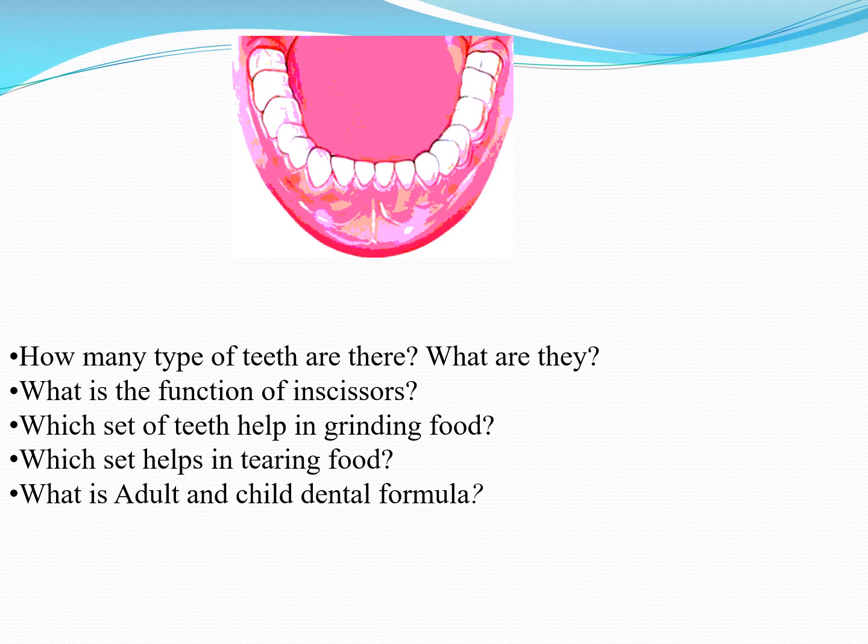First question. How many types of teeth are there? What are they? We have four types of teeth. They are incisors, canines, premolars and molars. Incisors are broad and sharp, canines are sharp and pointed, premolars are bicuspid with two projections, molars are tricuspid with three projections, three cusp-like structures.